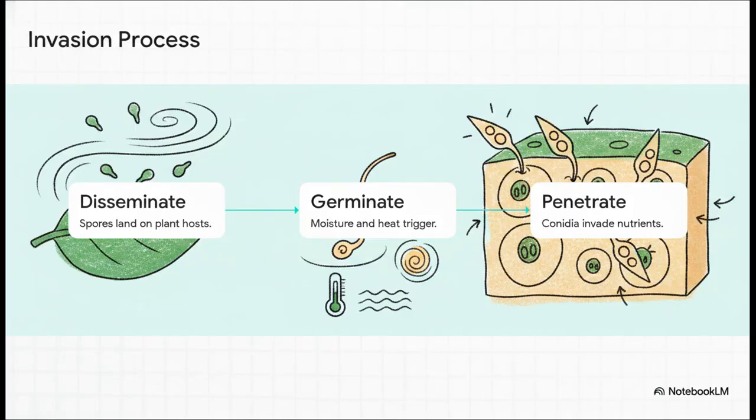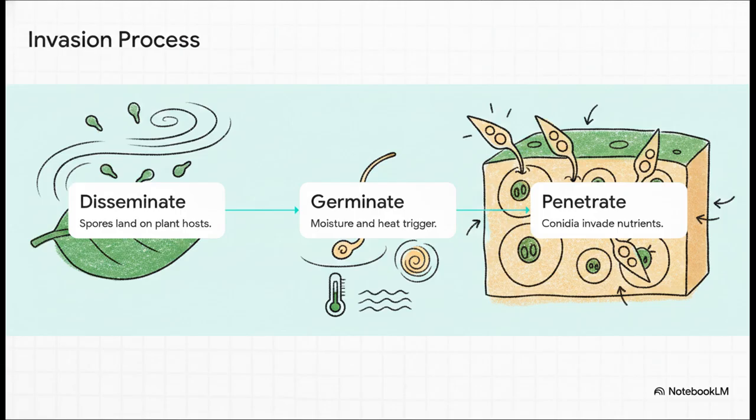So how does this play out in our fields? Let's dive into exactly how these spores orchestrate their attack on our crops, leading to those massive global losses we talked about earlier. The invasion process happens in three clear steps. Step 1, the spores disseminate in the air and eventually land right on the surface of a plant host. Step 2, they wait for the perfect conditions, specifically moisture and a high heat between 31 and 35 degrees Celsius.